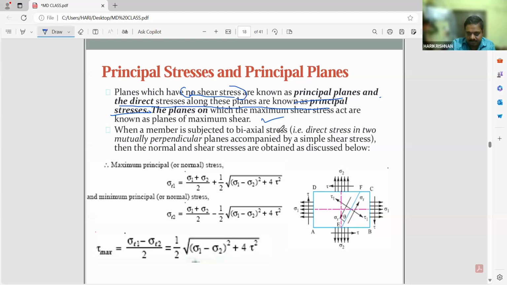So this is when a member is subjected to biaxial stresses. Then the normal and shear stresses obtained are discussed below. Sigma T1 is equal to (sigma 1 plus sigma 2) by 2 plus or minus 1 by 2 root of (sigma 1 minus sigma 2) the whole square plus 4 tau square. So to understand principal stress: it means the stresses acting along the plane where there is no shear stress. That was the concept we studied in the last class.